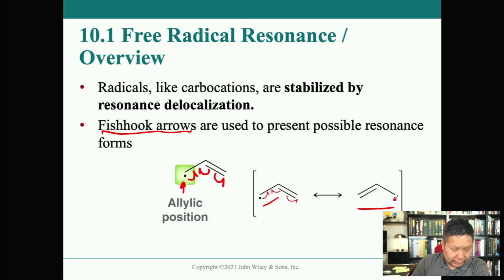It's the same logic as doing resonance with double barbed arrows, like normal arrows moving pairs of electrons, but this time we're just moving single electrons at a time. And then those arrows can come together to form a bond, or they can split apart to break a bond.